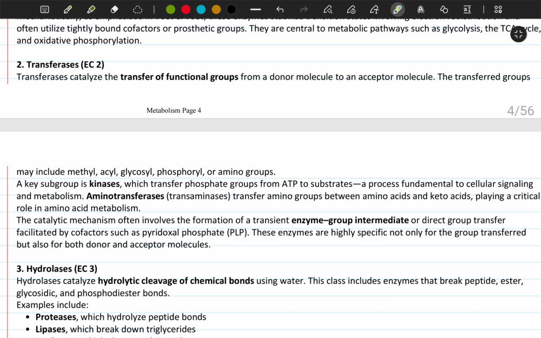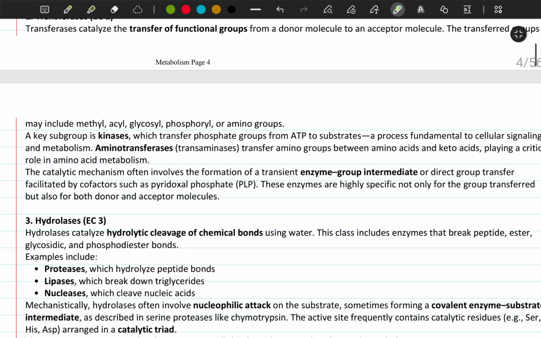Next is hydrolases. Hydrolases catalyze hydrolytic cleavage of chemical bonds using water. This class includes enzymes that break peptide, ester, glycosidic and phosphoester bonds. They include proteases, which hydrolyze peptide bonds, lipases, which break down triglycerides, and nucleases, which cleave nucleic acids.